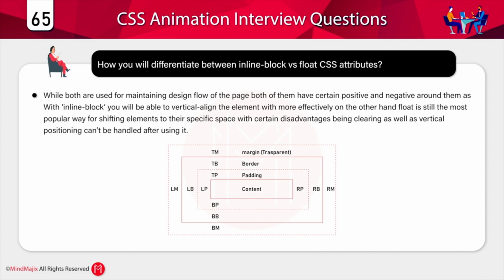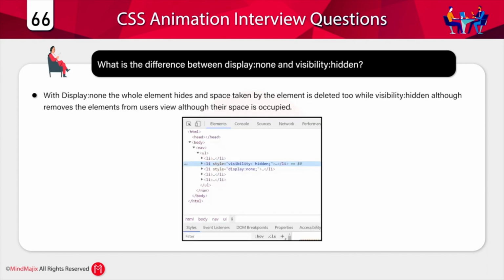What's the difference between display none and visibility hidden? This is already discussed, right? Display none does not occupy any space, whereas visibility hidden occupies some space. It affects the frame layout of the web page.